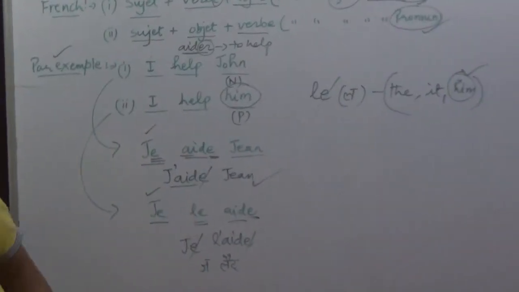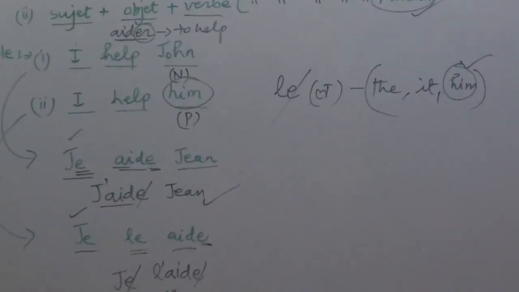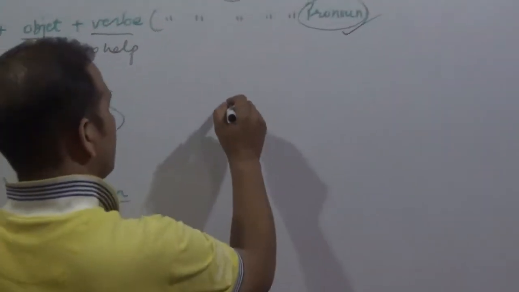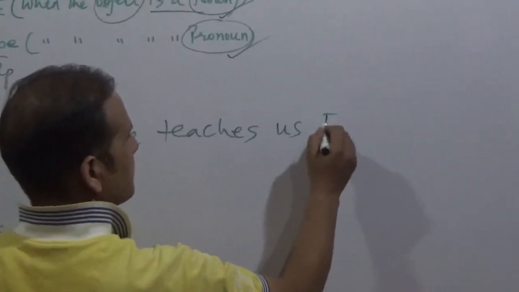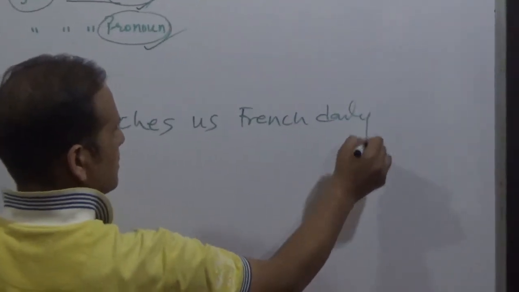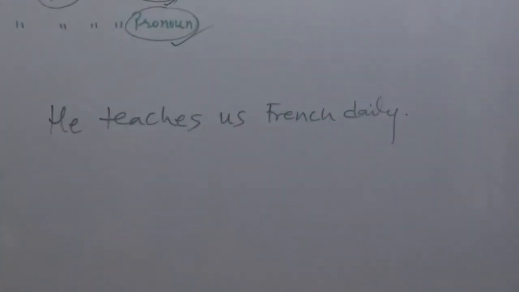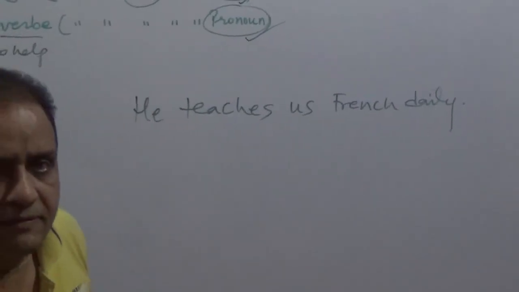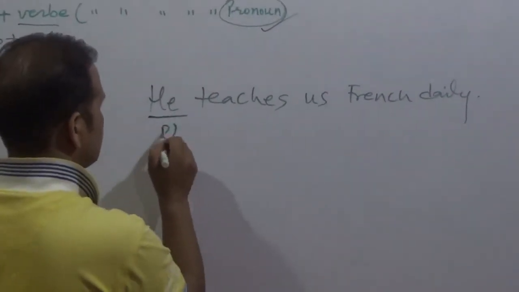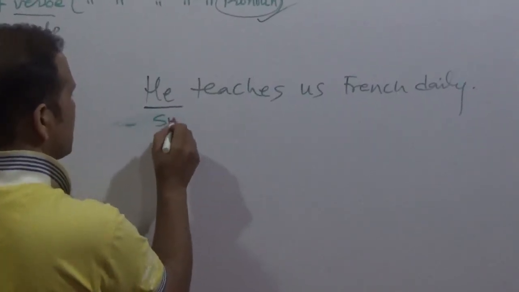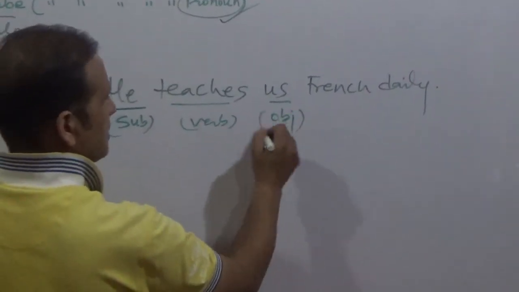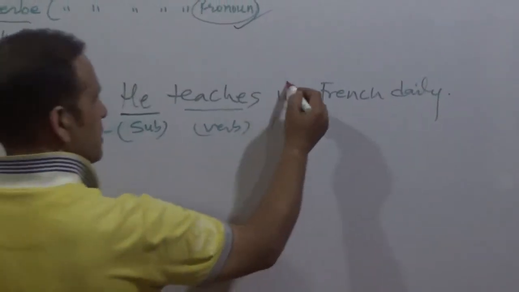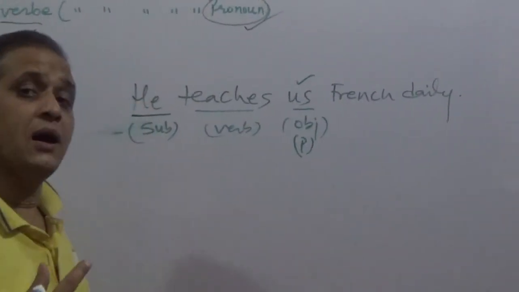For example, suppose he teaches us French daily. So how shall you speak this sentence in French? You see, he, that is the subject. Teaches, verb. Us, that is the object. They are also objects, but this is the main object, and here this object is a pronoun, us.